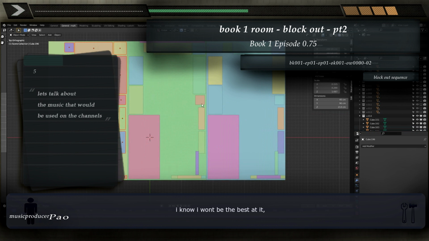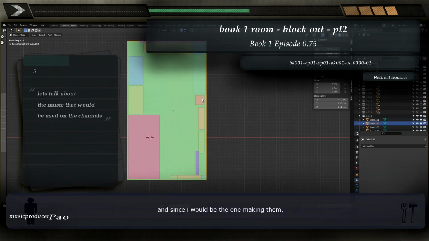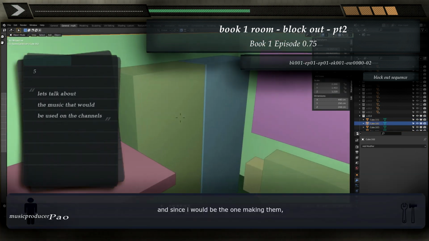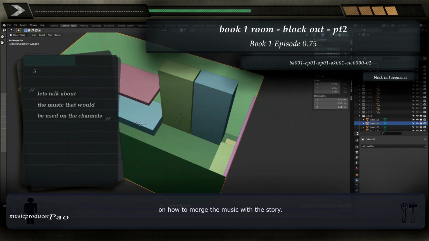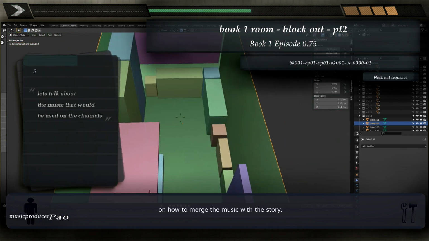I know I won't be the best at it, but I want to learn some. And since I would be the one making them, I could experiment deeper on how to merge the music with the story.